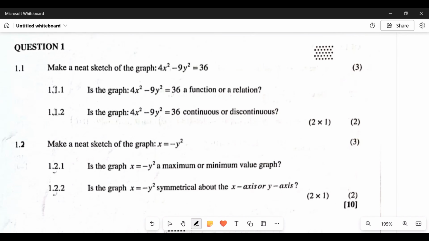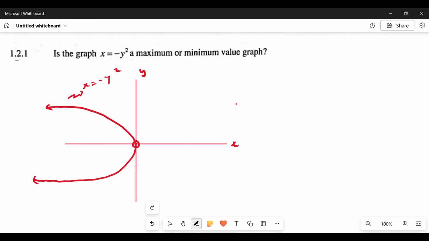Right, guys, now that we are done with 1.2, let's look at 1.2.1. Let's copy this question and let's try to answer it next to the graph. All right, let's look at 1.2.1. Now, the question goes like this. Is the graph x equals negative y squared a maximum or a minimum value graph, right?